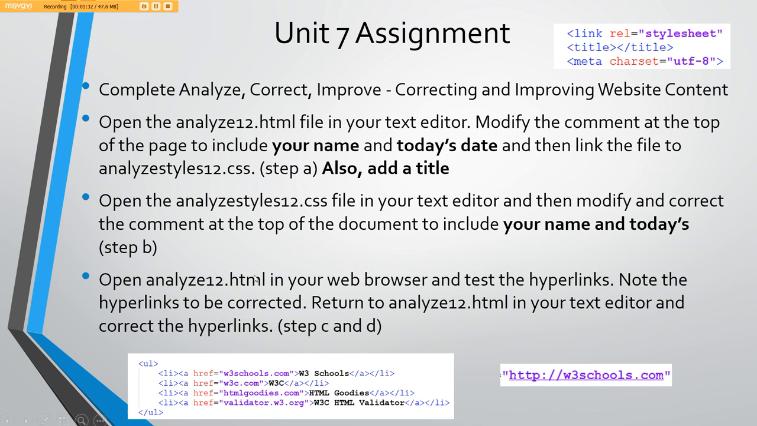Then you're going to go back to the Analyze 12 HTML file and test the hyperlinks by opening it in the browser. Note the hyperlinks to be corrected, and then return to the HTML file in your editor and correct the hyperlinks. So these are the hyperlinks. For instance, this first one is incorrect. When you click on it, it doesn't take you to w3schools.com. So here's the correct one. You need to figure out which of the others needs to be corrected and correct those.